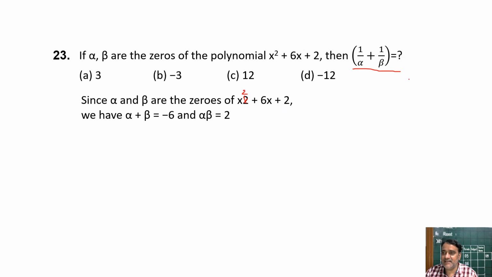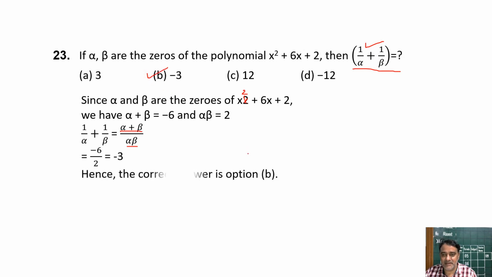So alpha plus beta we got minus 6 and alpha into beta we got 2. Right. And we have to find the value of this expression. So if we take the LCM, what will we get? Beta plus alpha by alpha beta. Right. Very good. We can write alpha plus beta upon alpha beta also. That is minus 6 upon 2. And what is minus 6 upon 2? Minus 3. Right. So which option is the correct one? Option B. Right.